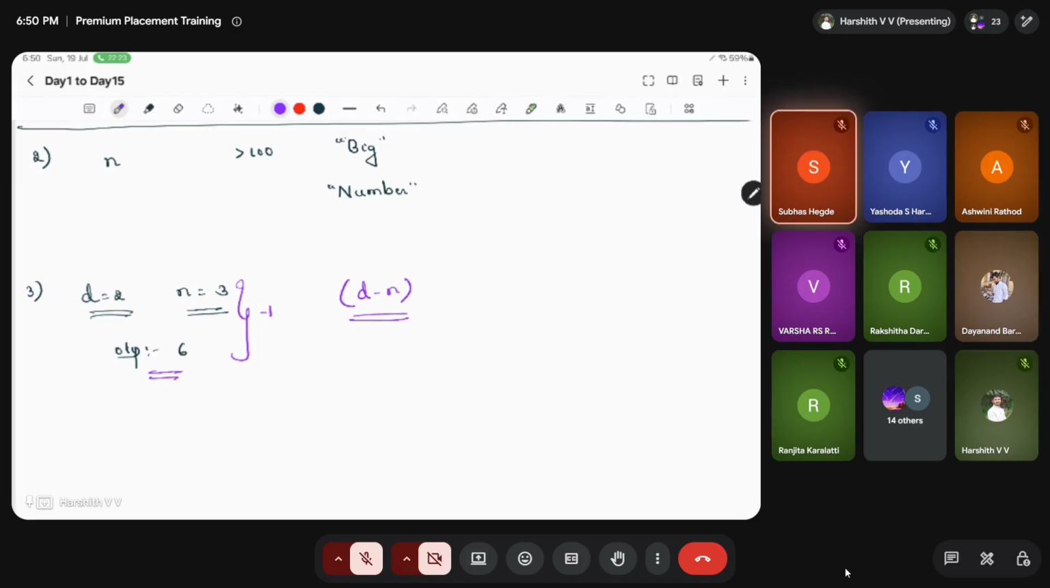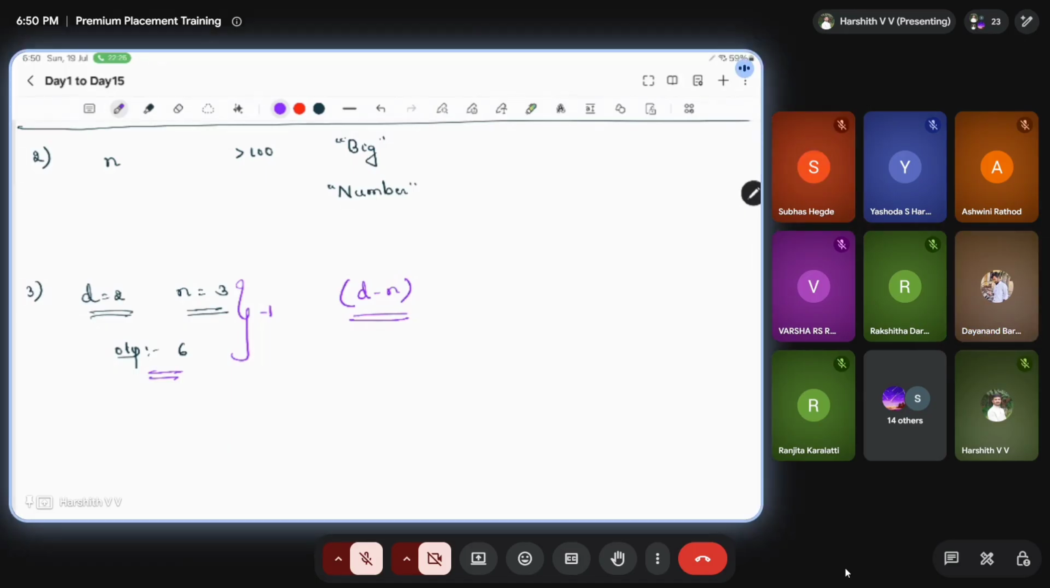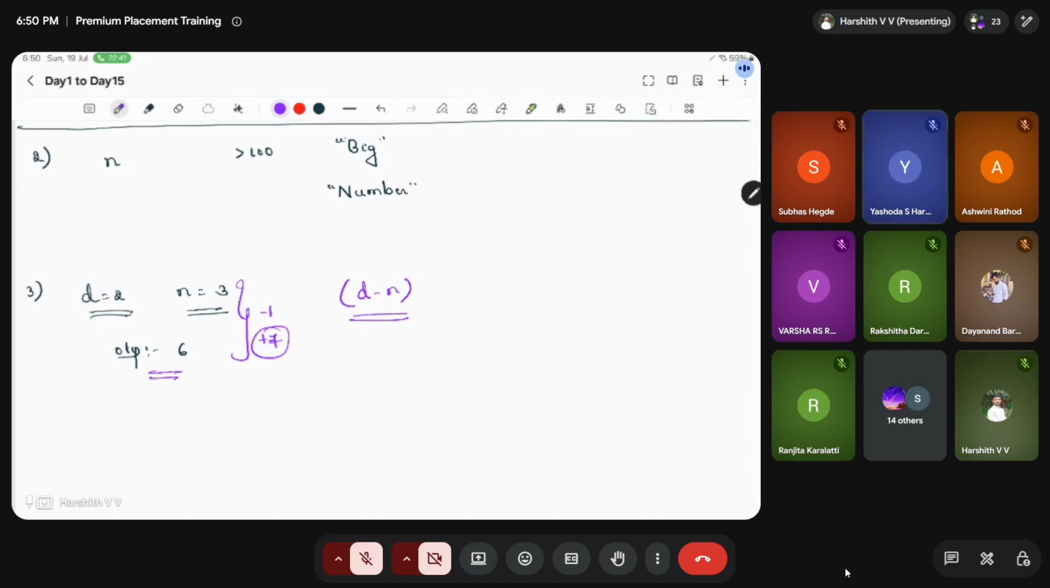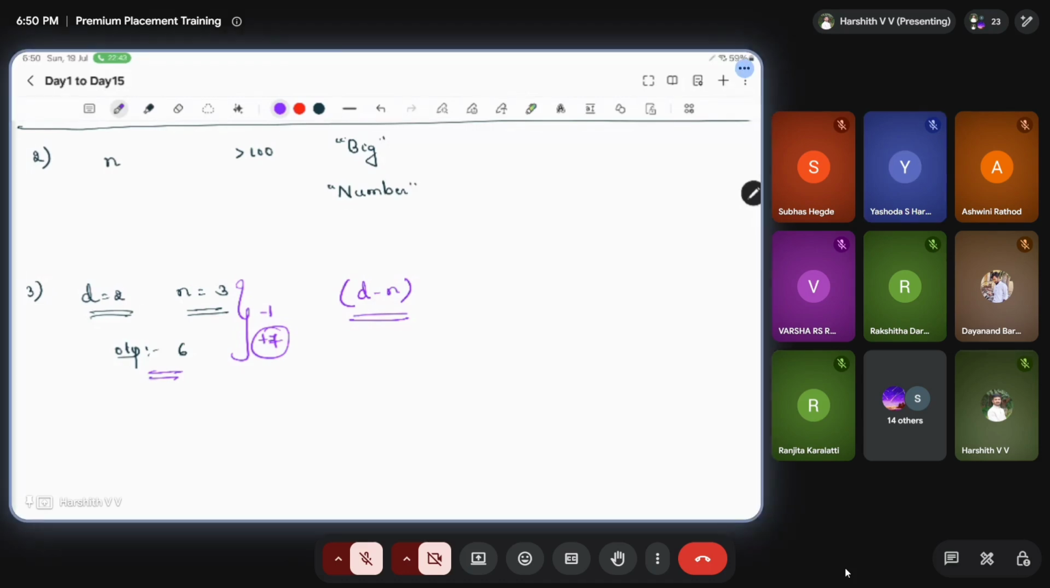Plus 7. Yes. If you add 7 to this, you will get the correct answer. Is this 7 a random number or the number which comes to your mind? It comes to our mind, sir. Why? Because there are 7 days in a week. Obviously, you should think of the number 7 when you are solving the question.